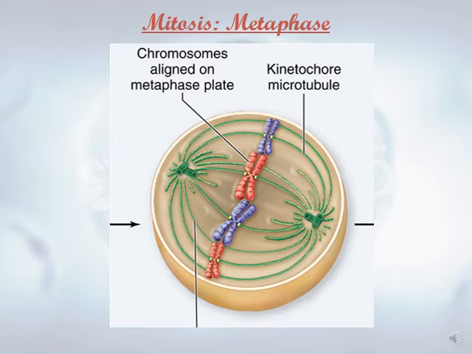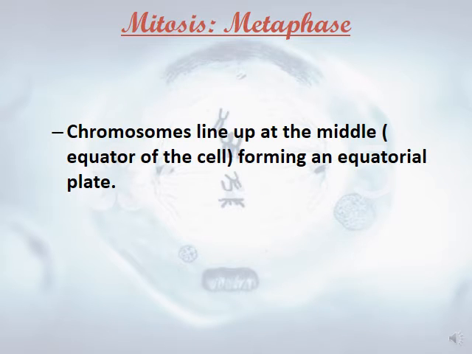Next, we have metaphase. As you see here, in metaphase the chromosomes line up at the middle of the cell, forming what is known as the equatorial plate. So here, the chromosomes line up in the middle of the cell, at the equator of the cell, forming what is known as the equatorial plate.